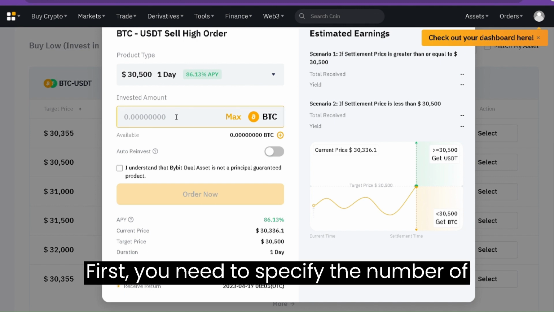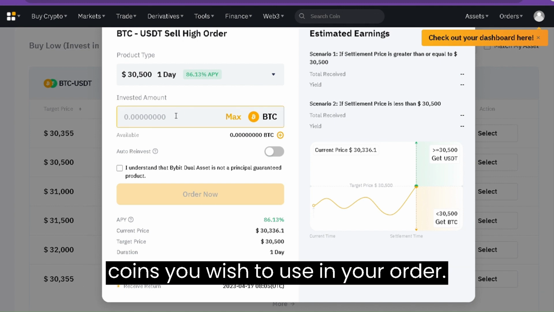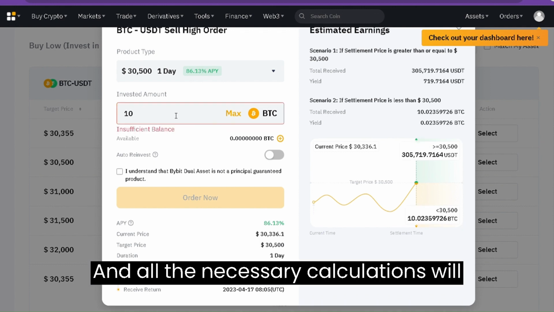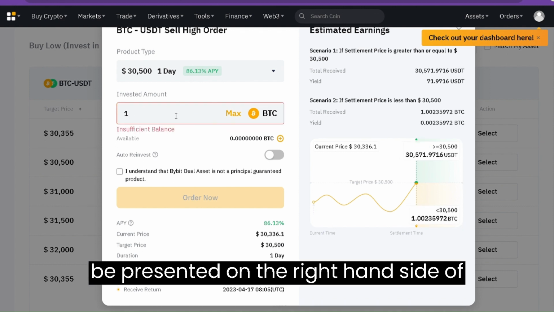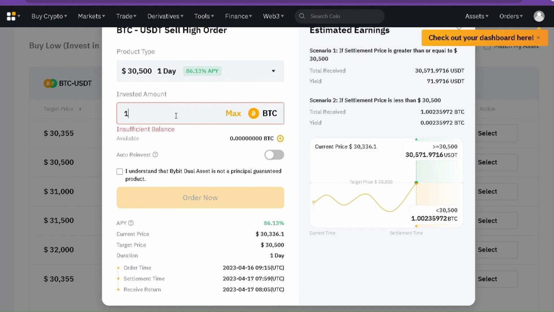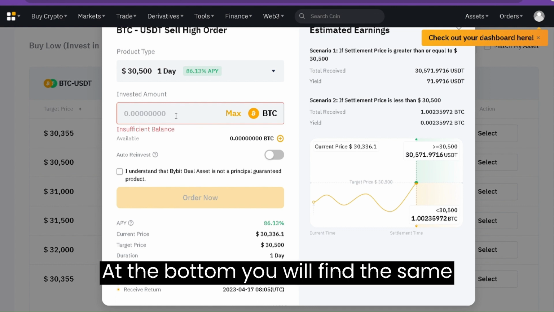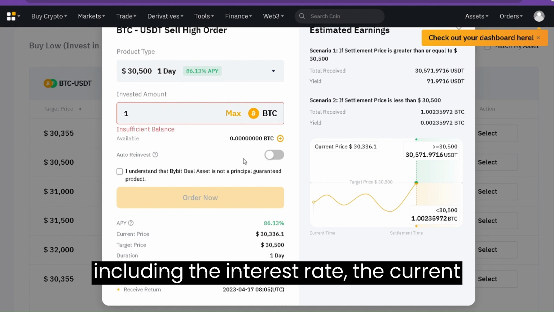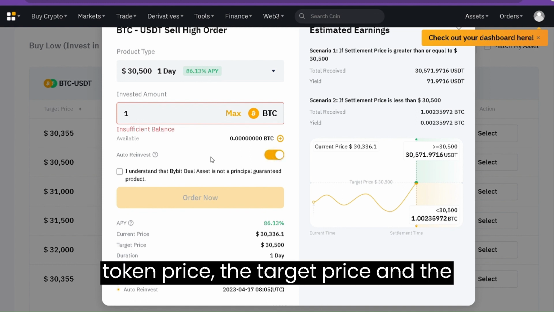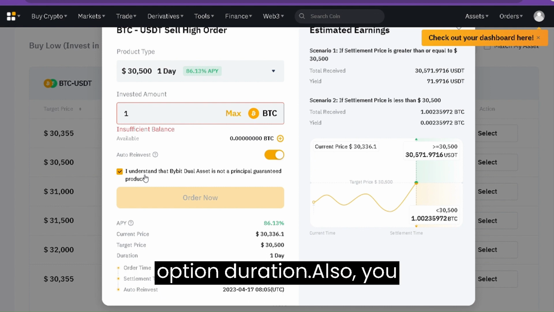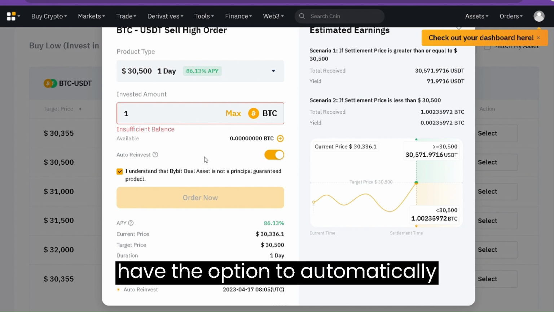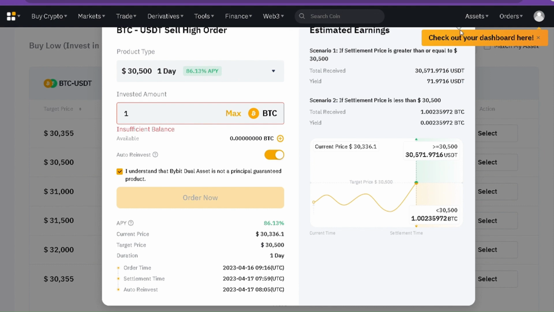First, you need to specify the number of coins you wish to use in your order. And all the necessary calculations will be presented on the right-hand side of the window. At the bottom, you will find the same information as we previously discussed, including the interest rate, the current token price, the target price, and the option duration. Also, you have the option to automatically reinvest your coins.